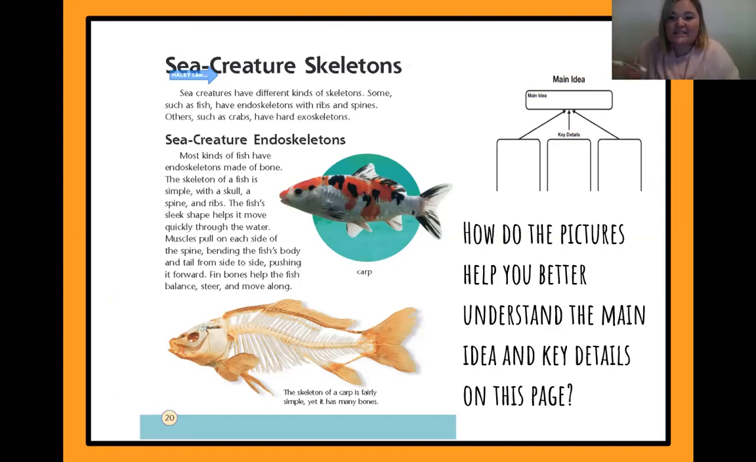So we're going to just write down sea creature skeletons as our main idea. Actually, yeah, let's do that. Sea creature skeletons. That is our main idea because that's what the whole section we read about today was about. So you're going to write that down.